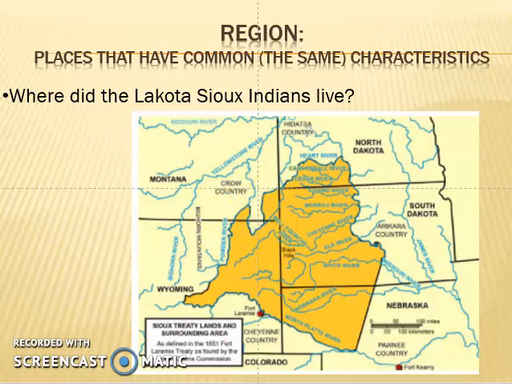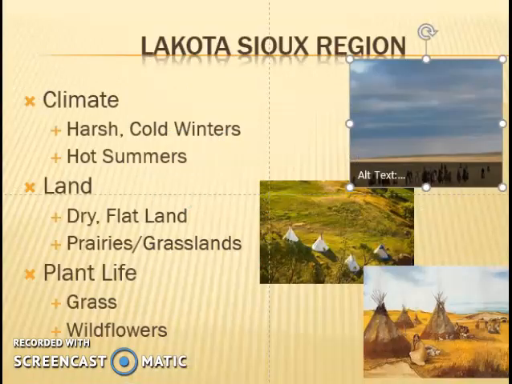That is called the Plains region. And we're going to find out what it means to be in the Plains region. The Lakota region had a climate. That's the typical weather of an area, with harsh, cold winters and hot summers. So that's a little bit different from the Powhatan because the Powhatan had pretty mild winters. So they go from very cold winters to hot summers.